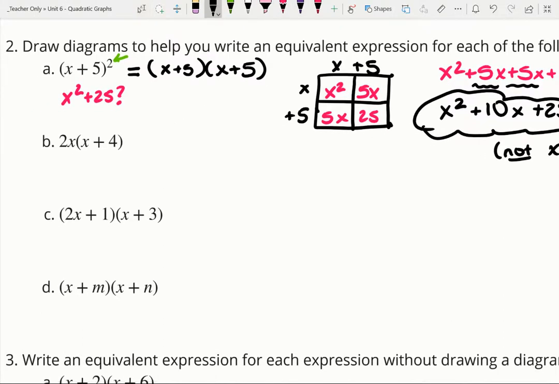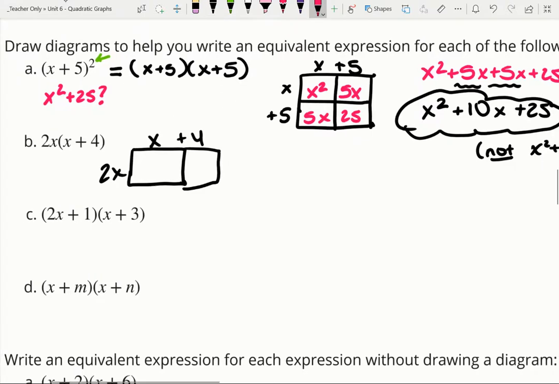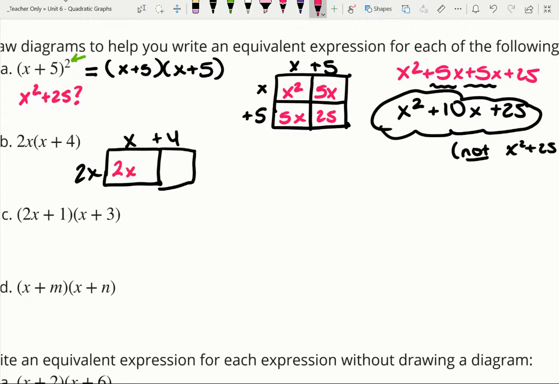2x times x plus 4. So I'm going to do maybe just a little smaller one. Actually, a little bigger. 2x times x plus 4. So when I multiply, 2x times x gives me 2x squared. 2x times 4 gives me 8x. And when I add that together, I get 2x squared plus 8x.